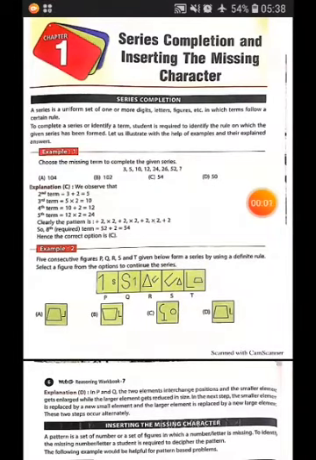Hello friends, this is the first chapter of your class 7 VMAT booklet series. Chapter 1 is series completion and inserting the missing characters.